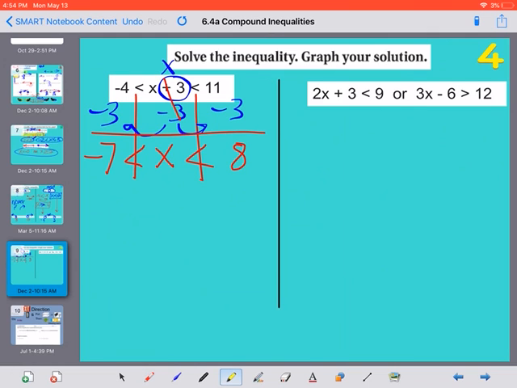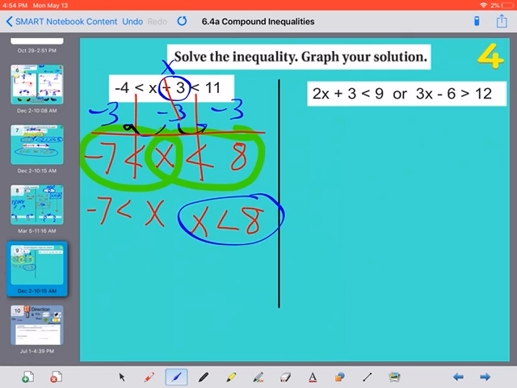Now we have two inequalities. This one and this one. So we have x is less than 8. And over here, x is less than -7. It's actually greater than, because that one's ready to graph. This one we need to flip-flop. Letter on the left. Symbol flips. Now we can graph it on the number line.